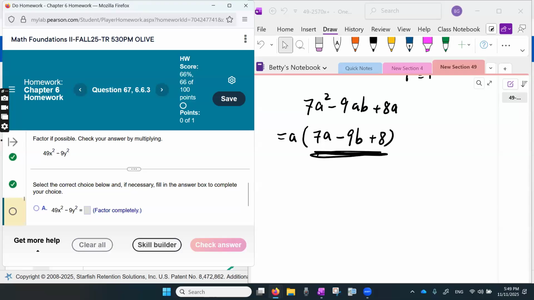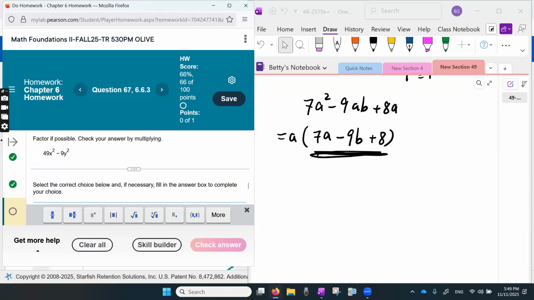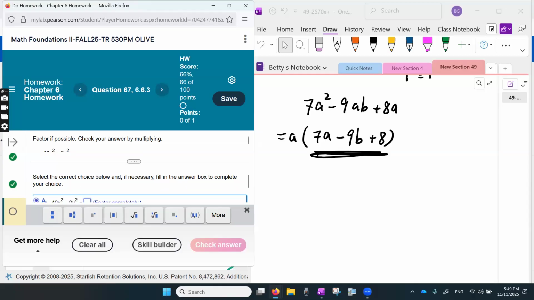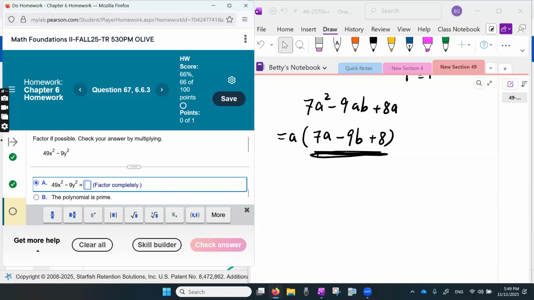67. Okay. Difference of two squares. I hope you see it already. First base, 7x. Second base, 3y, right? So we can factor it as parentheses times parentheses. In the first parentheses, 7x plus 3y. Inside the second parentheses, 7x minus 3y.